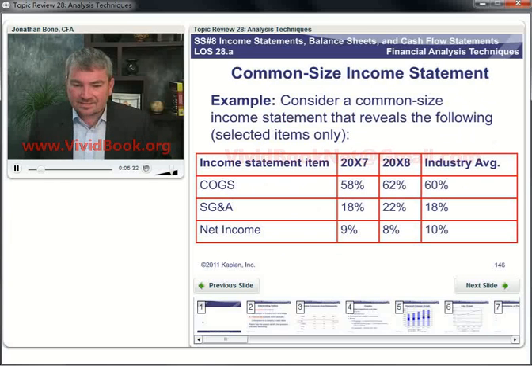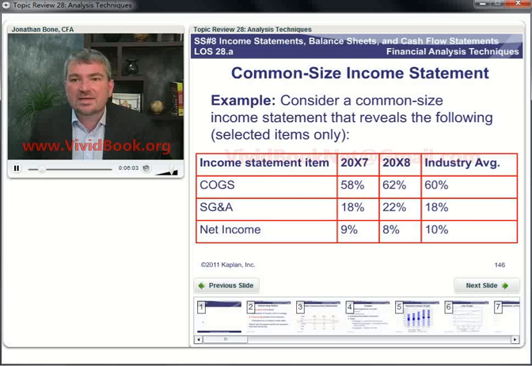Okay, so let's just have a little look at an example of that. We've got a common size income statement, and look, it shows us that cost of goods sold were 58% of sales in X7. They're now 62% in X8 compared to 60% industry average. You can see sales general admin was the same as industry averages in X7, but is now 22% in X8. And you can see our net income has been below industry averages and appears to be declining.